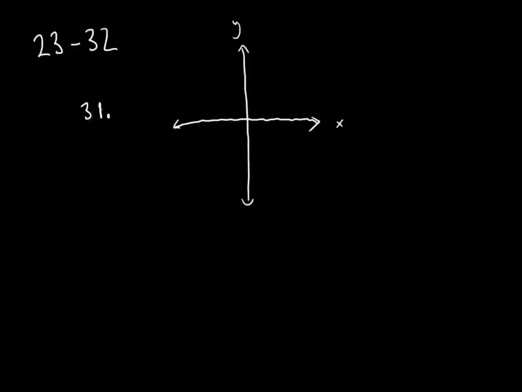31 asks for a line perpendicular to the y-axis. Well, perpendicular to the y is parallel to the x, which means we've got a horizontal line, which according to the problem is passing through the point 3, 4. So we draw a horizontal line passing through the point 3, 4.